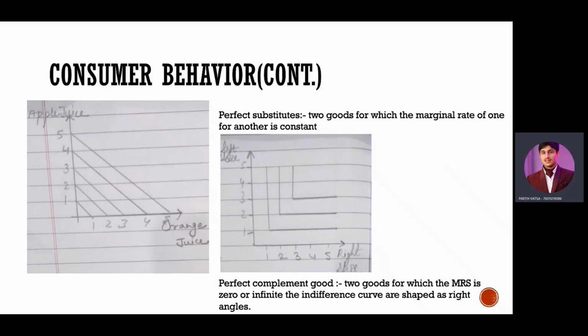Now talking about today's topic. First of all, on the left hand side over here, you can see that I have plotted a graph where on the y-axis I have the apple juice and on the x-axis I have the orange juice. And you can see that this time our indifference curve is actually a sloping, slanting line. How this has been formed, we will talk about it.